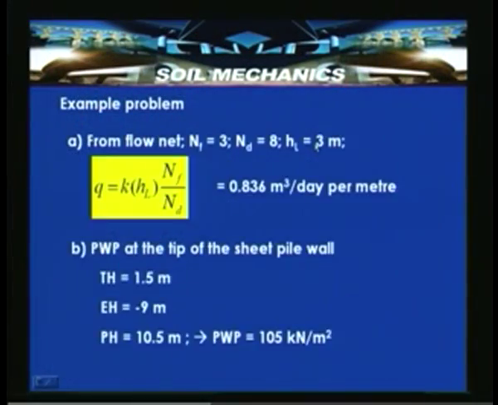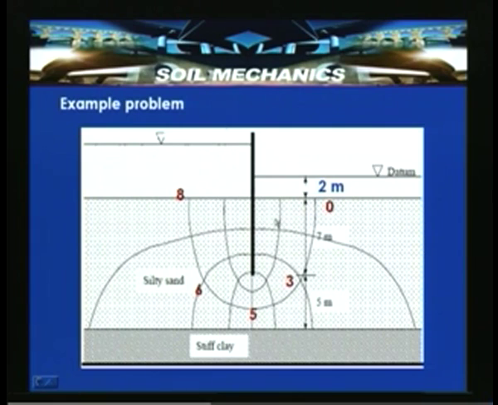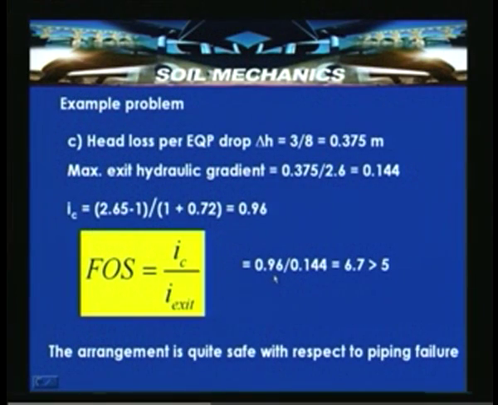Now, estimate delta H, from which you calculate the exit gradient, and by knowing the specific gravity of the solids and void ratio, we can calculate the critical hydraulic gradient. By knowing the critical hydraulic gradient and the exit gradient, we can calculate the factor of safety against piping or heaving failure. Here the critical hydraulic gradient happens to be 0.96, divided by 0.144, which is around 6.7. This happens to be more than 5. So this indicates that the arrangement with these particular dimensions is quite safe with respect to piping failure.